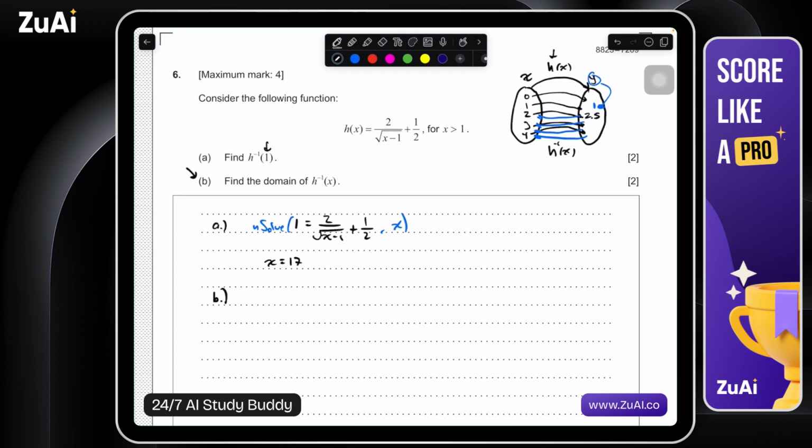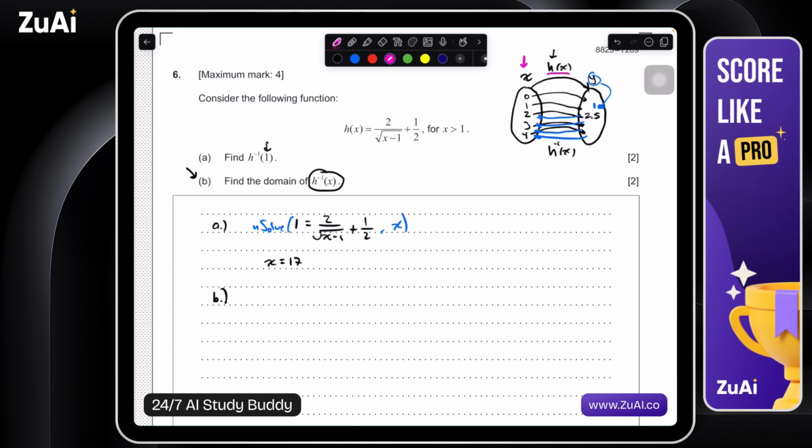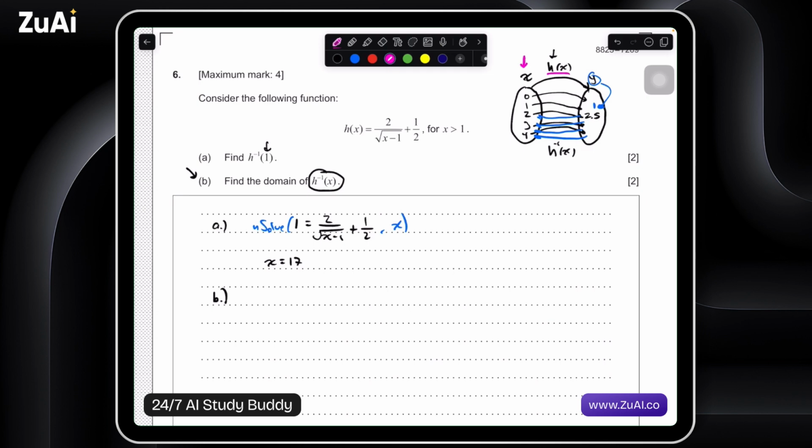Alright, consider the following function. We want to find the domain of h inverse of x. So domain is usually the set of inputs. If we have this function h of x, the domain is the set of inputs that we can feed into the function, and that will produce a set of outputs.